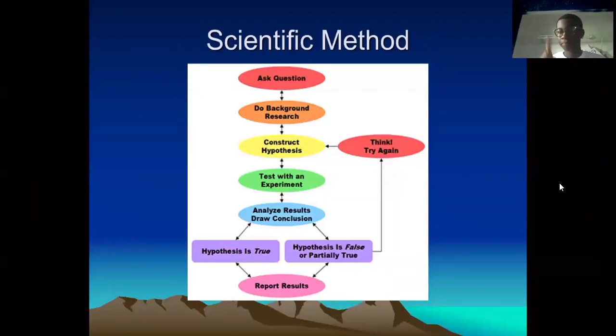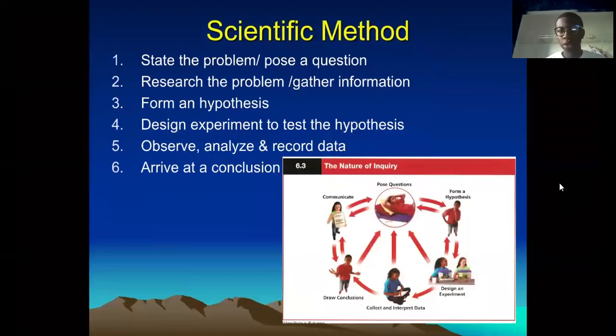Let's go over that one more time. Ask a question, do the research, construct the hypothesis, test an experiment, analyze results, draw conclusions, and see if your hypothesis is true, then draw your conclusions and results. Now here's a breakdown of the scientific method. State a problem, research the problem, form a hypothesis, design an experiment, test the hypothesis, observe, analyze, and report data, arrive at a conclusion.